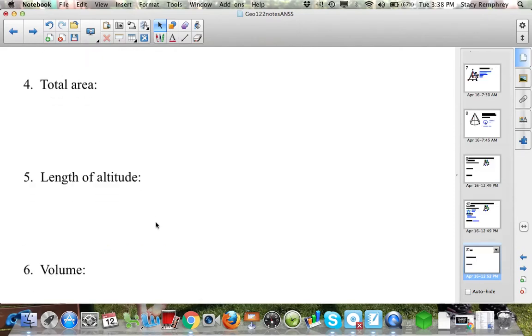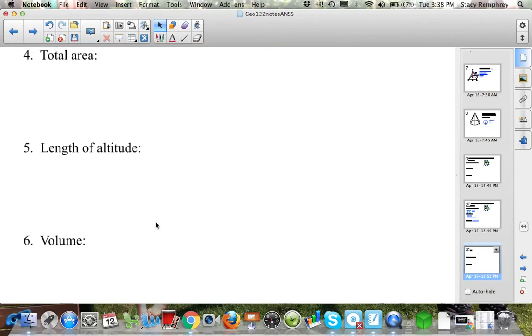All right, using that same figure that you just had, I'd like you to try and find the total area, the length of the altitude, which is the height of the pyramid, and the volume of the pyramid. Again, we did this before, so you can go back if you need to. So push pause now.